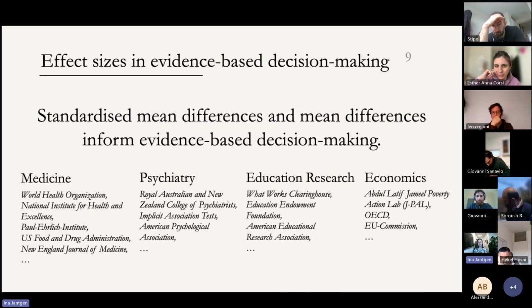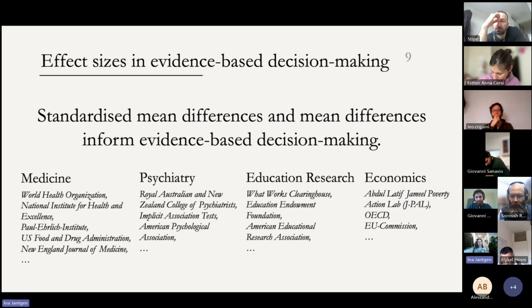But for now, I want to emphasize that these effect sizes, both the standardized mean difference, but also the mean difference, are really widely used to influence and inform evidence-based decision-making in areas, for instance, like medicine, psychiatry, education research, economics, but also other social sciences. So in all these areas, it's the case that scientists measure and report effect sizes to inform decision makers, and they're often indeed demanded to do so by major journals and research organizations like the American Psychological Association. It's also the case in all these areas that institutions and organizations which produce guidelines for decision makers based on scientific evidence rely on these effect sizes.